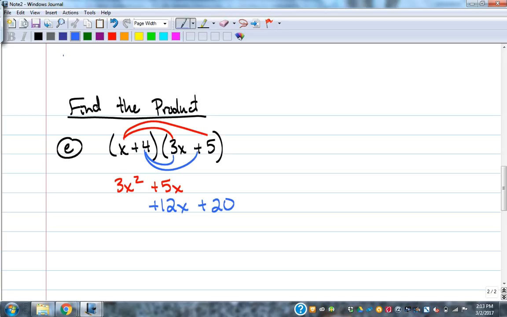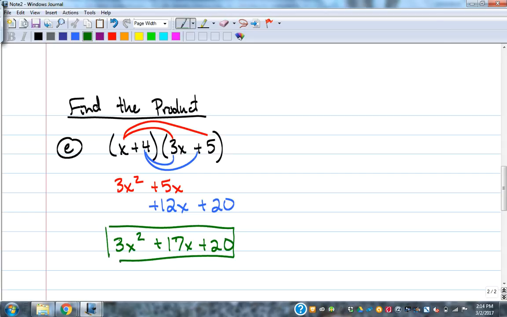And then I've got like terms stacked up in the middle. It doesn't help you so much with these short ones, but when we get to a trinomial times a trinomial, it kind of organizes it a little bit better for you. So together, that would be 3x squared plus 17x plus 20. And there we have multiplied two polynomials together.